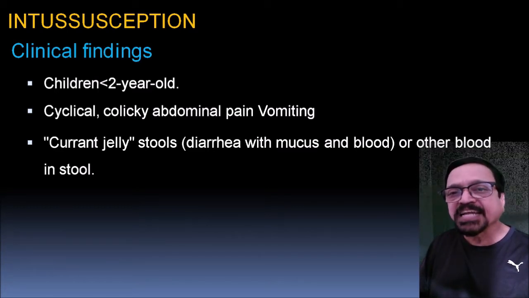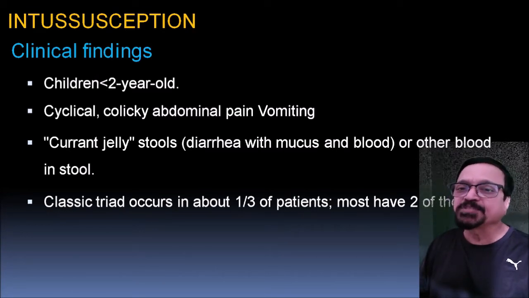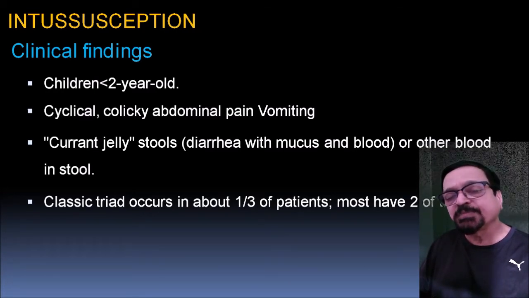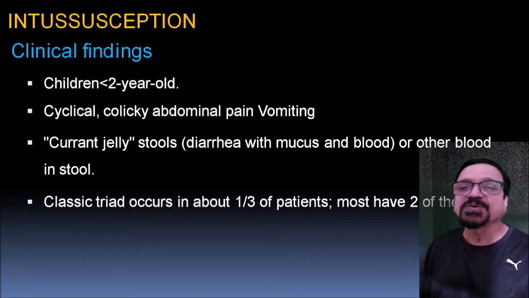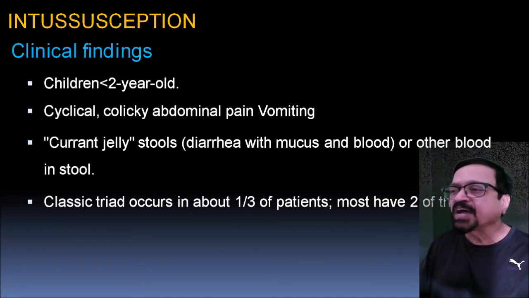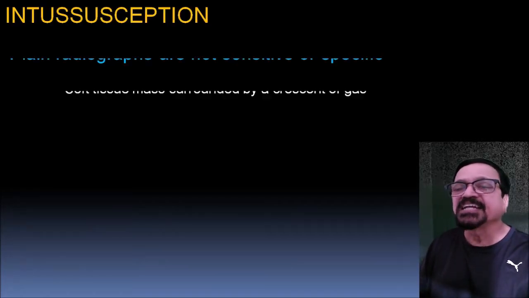But nowadays both the things are replaced with ultrasound. Ultrasound not only can diagnose it properly, but it helps us to reduce it by a hydrostatic technique. That we'll be discussing when we'll be seeing the applications of ultrasound in certain therapeutic cases. Now, the classic triad occurs in about 1/3 of the patients, that is, most have 2 to 3 of these, palpable abdominal mass, often in the right upper abdominal quadrant.